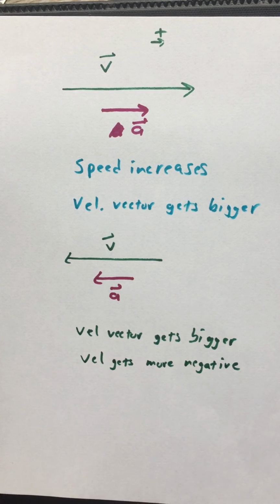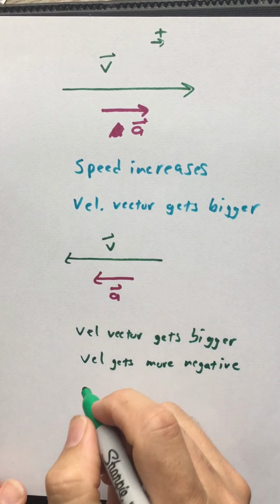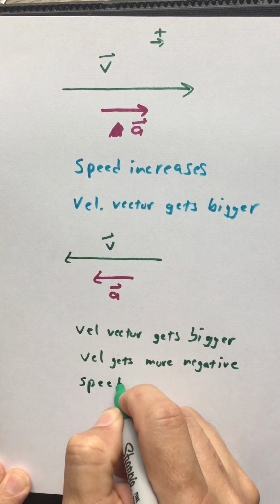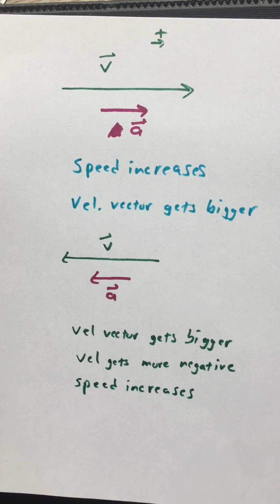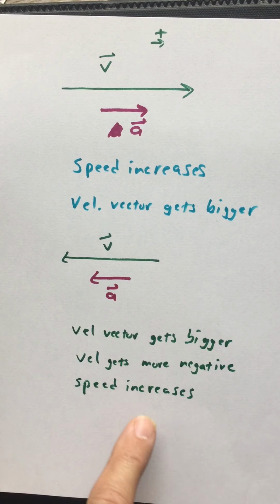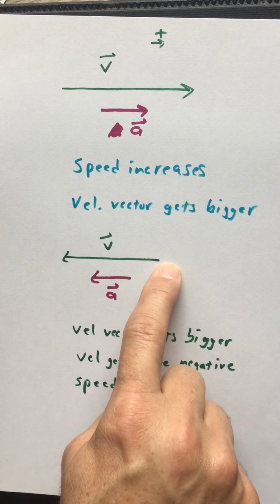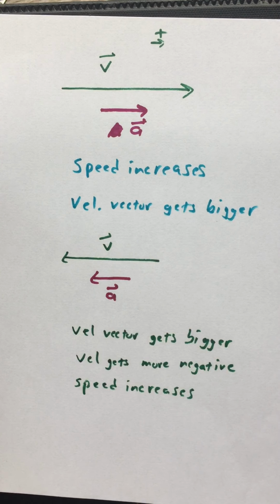People seem to have trouble with it, and I certainly did when I saw it the first time. The velocity gets more negative. Well, that has to mean it's slowing down, right? No, if the velocity vector gets bigger, that means the speed increases. Remember, the negative sign is only there to tell you direction. This is moving in the negative direction. So if the acceleration and the velocity vector are in the same direction, no matter what you've called negative or positive, your object is going to speed up.